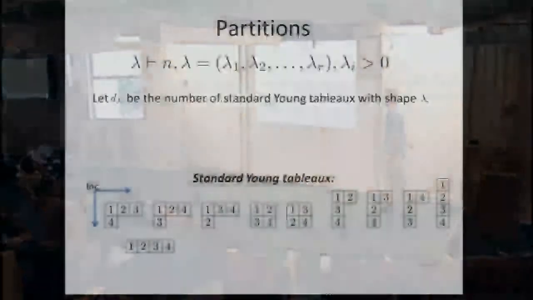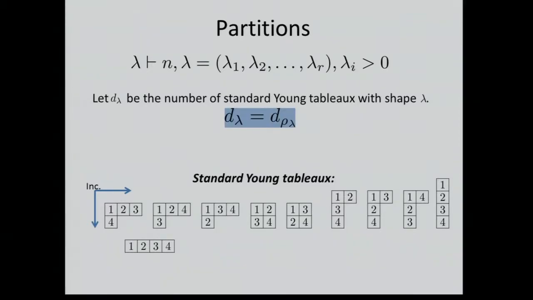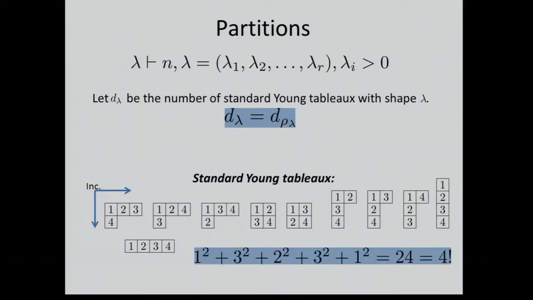Now, why am I telling you all of this? There's actually a nice fact that if we count the number of standard Young tableaux, this tells you the degree of the corresponding representation. And just to check that this really does work out, the degrees here are 1, 3, 2, 3, 1. And so the sum of squares of these is 24, which is 4 factorial, which is really what we would expect just by a dimension argument. So everything here is working out just like we expect.